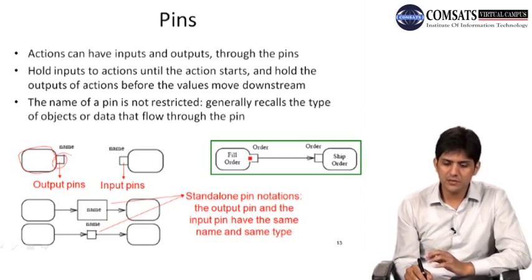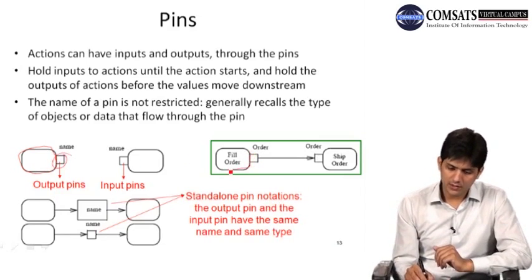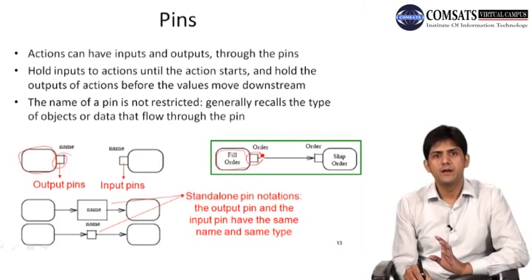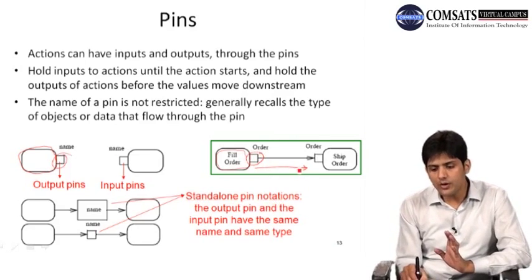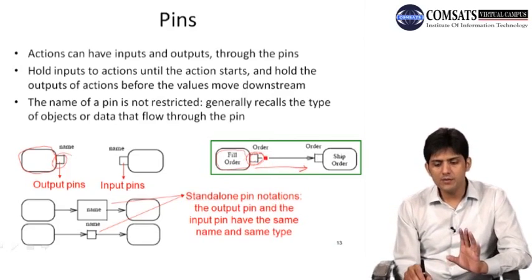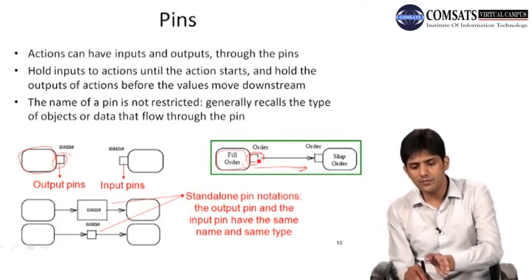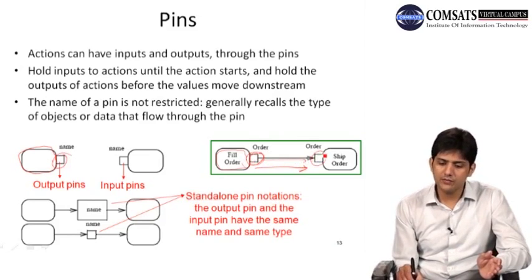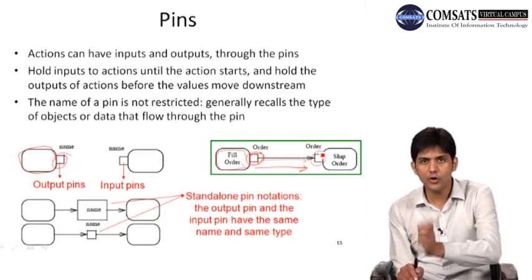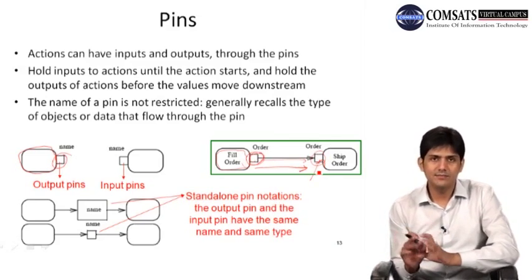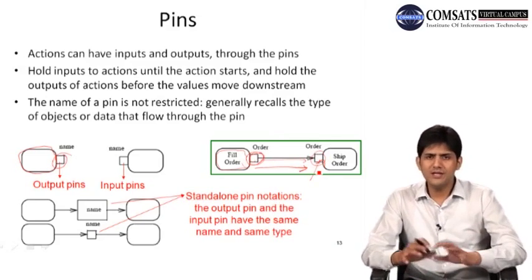So for example, in case of fill order, once the order is filled, the order is stored in this particular pin. Until the order is passed to ship order, the order will remain here. This is really interesting, that we are holding the order until it is passed to the other activity. Similar is the case at the input end, for example for this particular action, ship order: this pin will hold the order till this action starts.